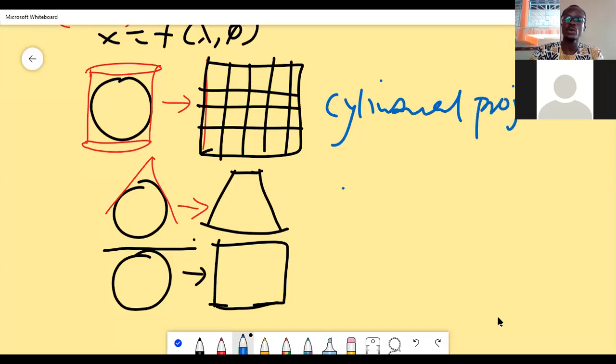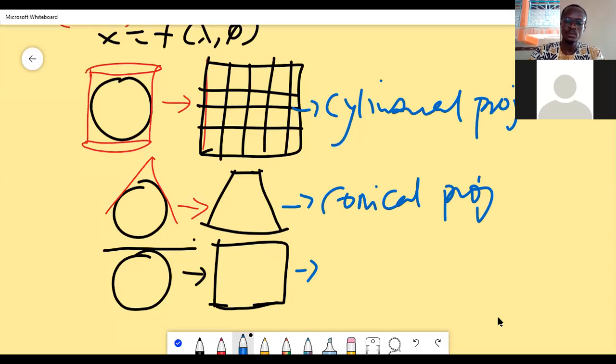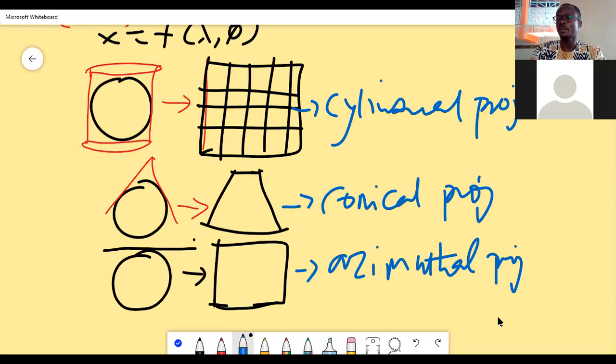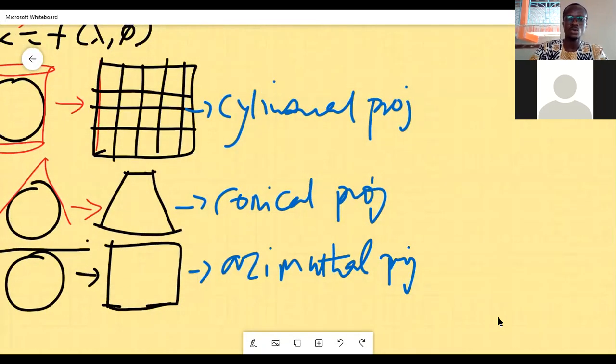When we use a cone, we want to call that conical projection. And then when we use this flat surface, we want to call that azimuthal, azimuth, yeah? That's the base word, azimuthal projection. Because it's normally used at the poles. Okay, so I guess that would be the reason that it's being called that. So these are the classes of projection. We can have cylindrical projections, conical projections, azimuthal projections.